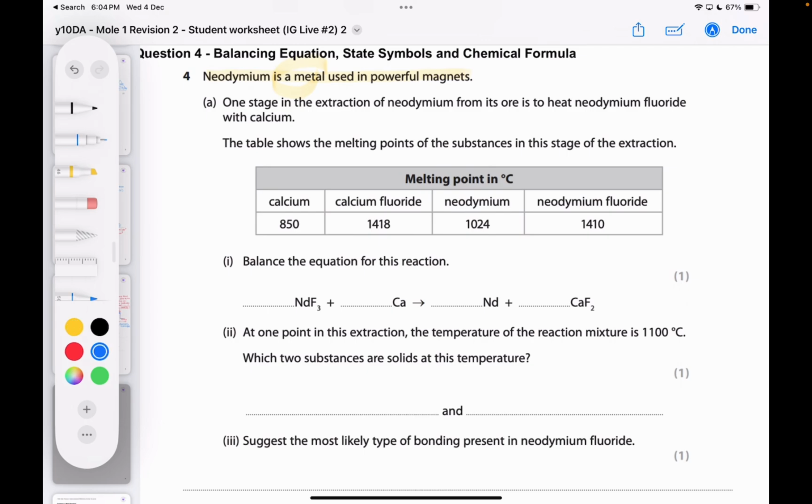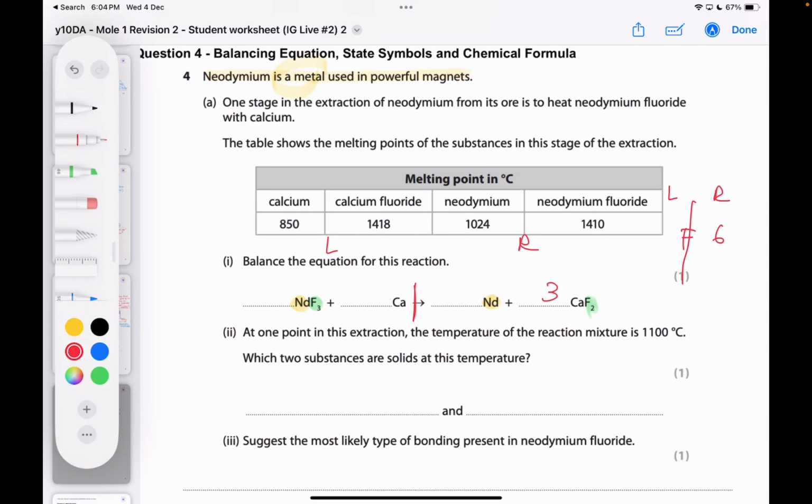So first thing, I'm going to go one element at a time. Nd, 1 on each side. Okay, that's fine. Then we go to fluorine, which is 3 on the left-hand side, and on the right-hand side, we have only 2. Only 2. So what's going to happen here is I'm going to put a 3 here. So my fluorine is going to have 6 on the right.